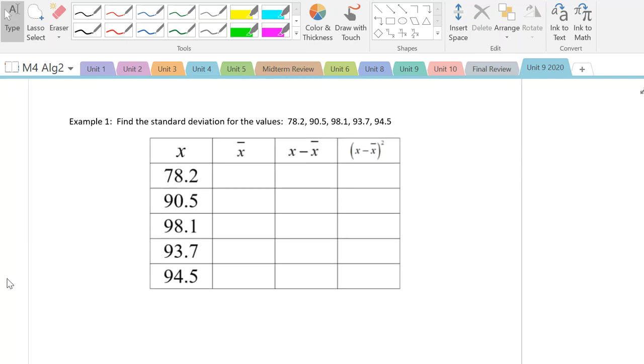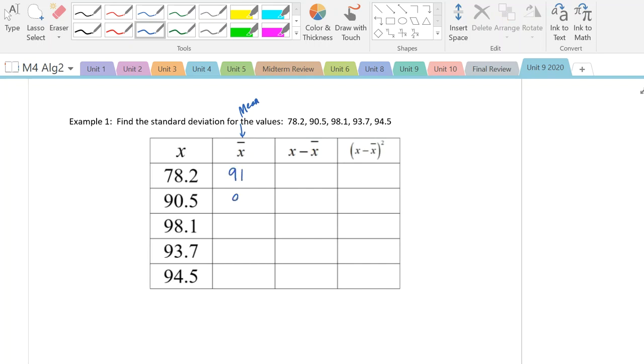So here we have, I'm going to call them test scores. Okay, I have 5 test scores and I want to find the standard deviation. We're going to do it by hand a few times. So the first thing I want to do is find the average. That's what this piece here is, that x bar. That's the mean or the average. So I'm going to add them all up and divide by 5. So my average comes out as 91.